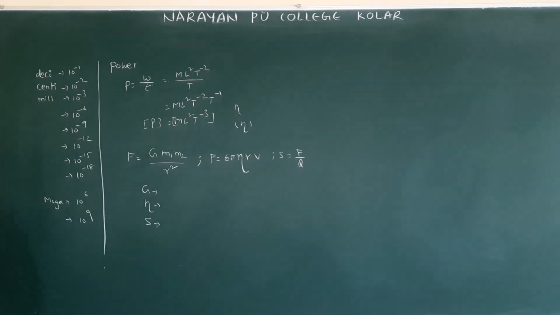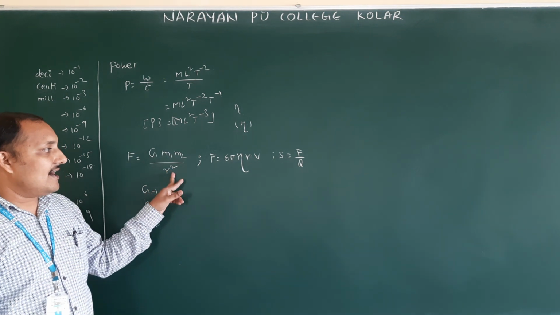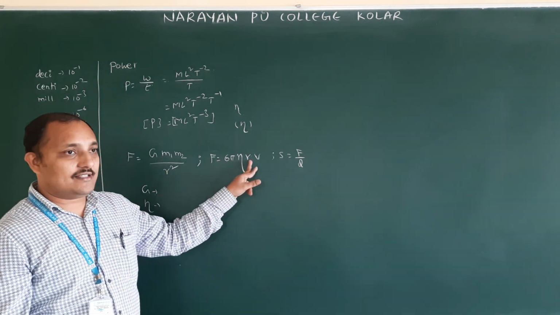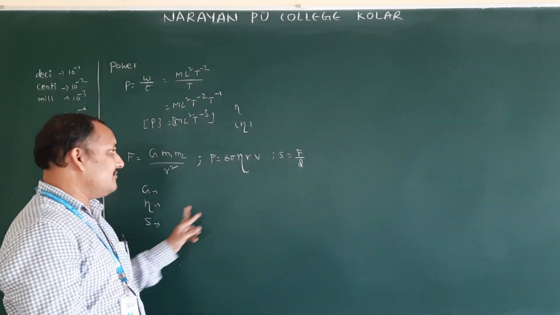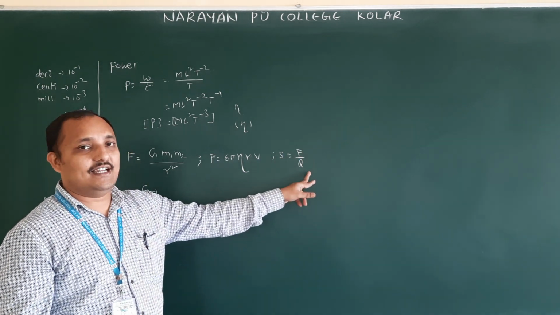They gave below in example 1, you can see it in the book. F is force, M is mass, R is distance or radius, V is velocity, L is length, and S is surface tension, which we have to find.